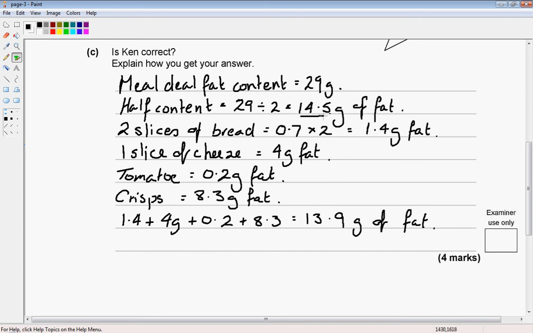So we can see here that half the content of the fat in the meal deal is 14.5, and the fat content of him making his own sandwiches would only be 13.9. So we can say here Ken is correct.